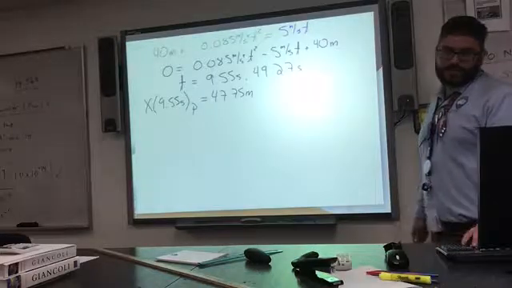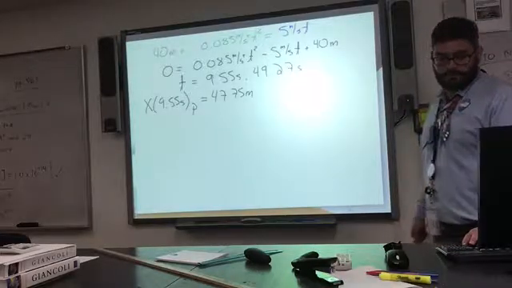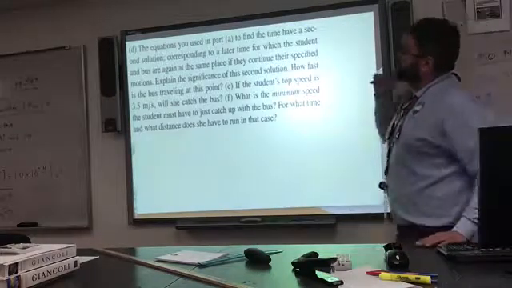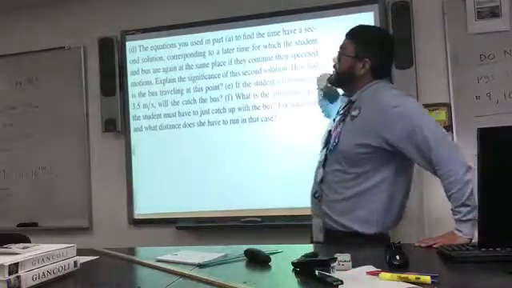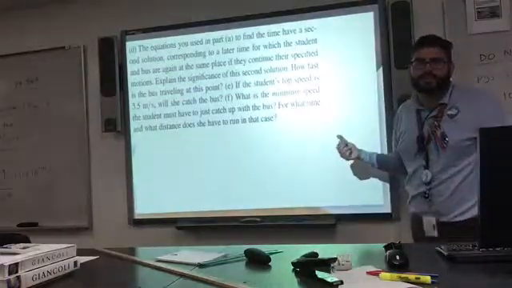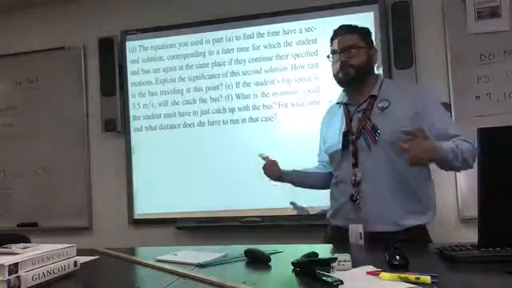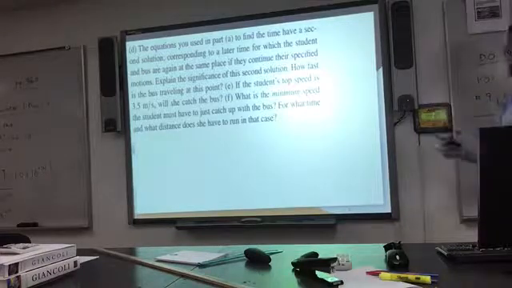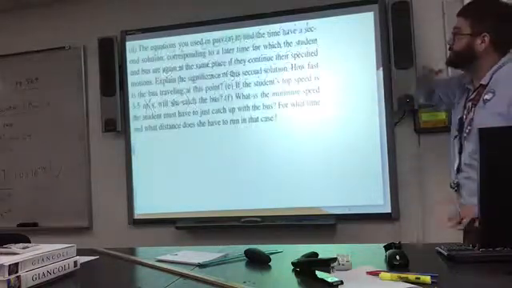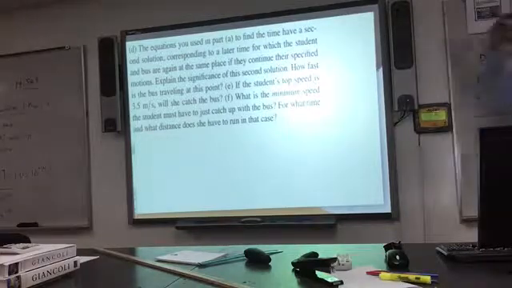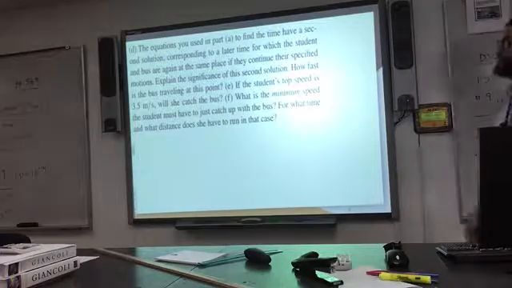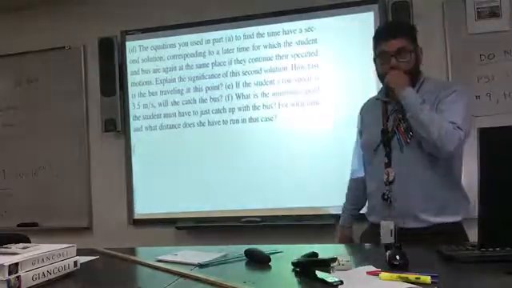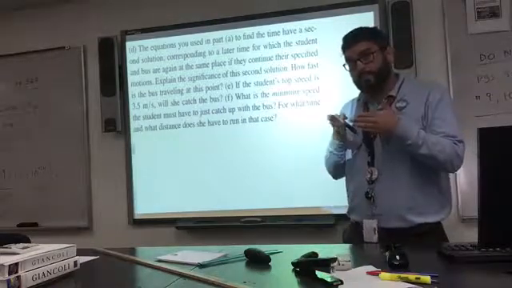Before we go to lunch, I just want to take a look at the second part. You just plug in 9.55 into the velocity of the bus. Okay, so the equations that we used in part A to find the time intervals have a second solution. Of course they do, because they're quadratics, and in general, quadratics have either 0 solutions, 1 solution, or 2 solutions. Corresponding to a later time, because that number is bigger and positive, for which the student and the bus are again at the same place if they continue their specified motion. Explain the significance of this solution. What does it mean? She catches up, and the bus catches back up with her.